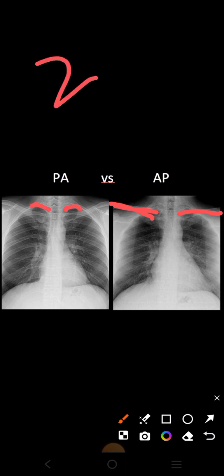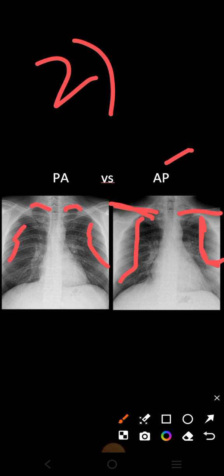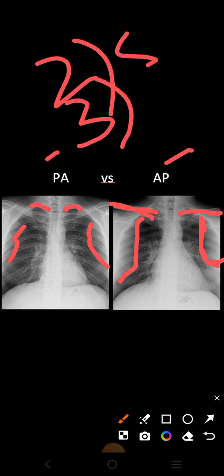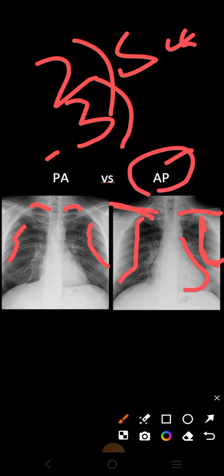Number two, you have to see the scapular shadow. The scapular shadow is clearly visible in AP view, but here no scapular shadow is visible. Number one was clavicle, number two was scapula, and number three, you have to see that here a false cardiomegaly is shown. It just looks like cardiomegaly, it is not actual cardiomegaly. In AP view, false cardiomegaly can be seen, but here no cardiomegaly can be seen. Remember that it is false cardiomegaly.